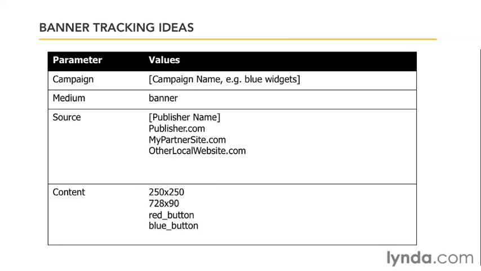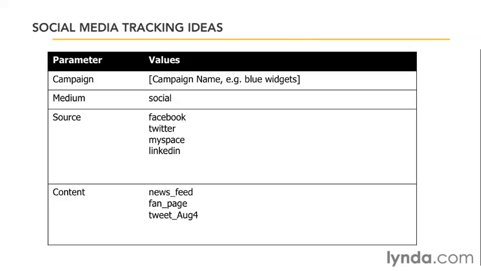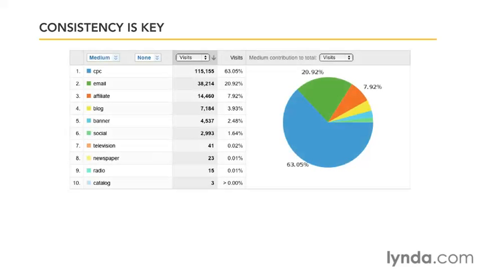Here's how you might track banner ads. The source would be the publisher, and the content can denote the size of the ad or something else interesting about the ad. This is a great way to test and see what kind of banner ads work for your site. We hear a lot about social media. Does it live up to the hype? Well, here's a look at how we can track social media. The source can be the social network itself, while you can use content to describe what type of social content was seen, i.e. is this a newsfeed update, or is this a link on your fan page, that kind of thing. By tagging your campaigns consistently, you'll make it very easy to analyze your various sources, mediums, and content.